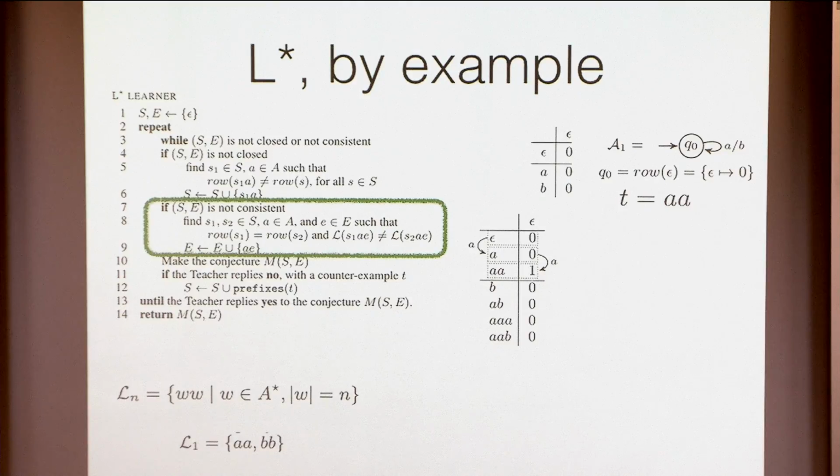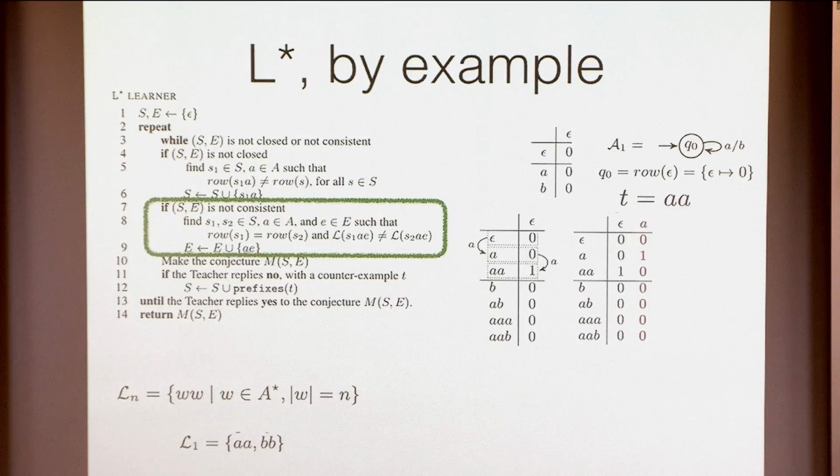So at this stage, we need to fix this. So the table is not consistent, so it's not good enough to make a conjecture. So how do we fix it? So the algorithm says, OK, if it's not consistent, because you've observed a difference after 1 step, then just add this difference to the table by increasing the column indexes.